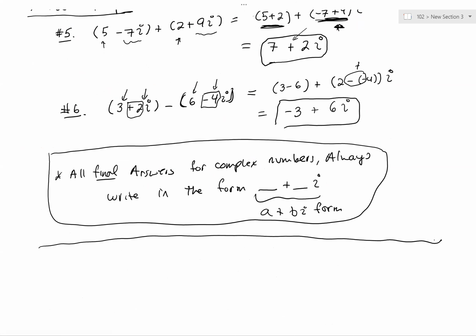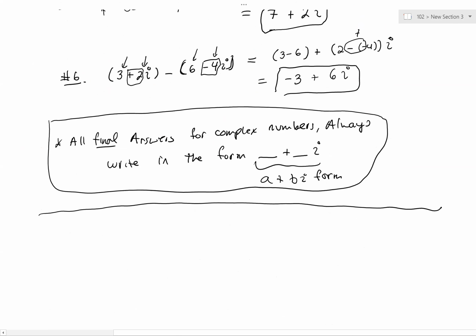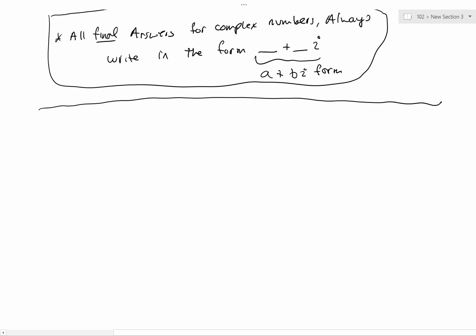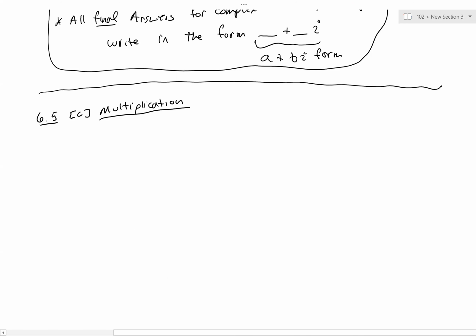So now we're going to start talking about multiplication. That was part B. 6.5 part C is all about multiplication. So for the multiplication of two complex numbers, there's two main things we have to keep in mind.